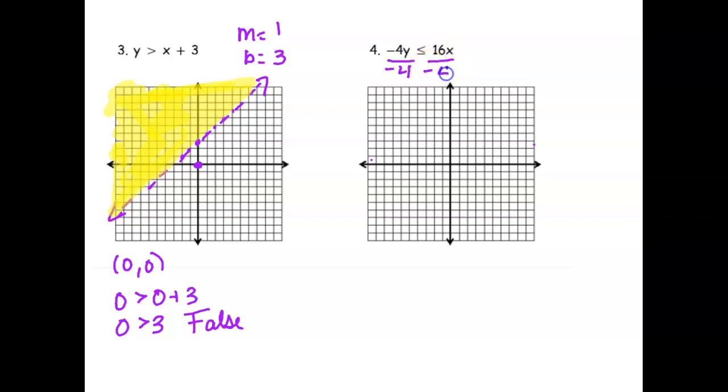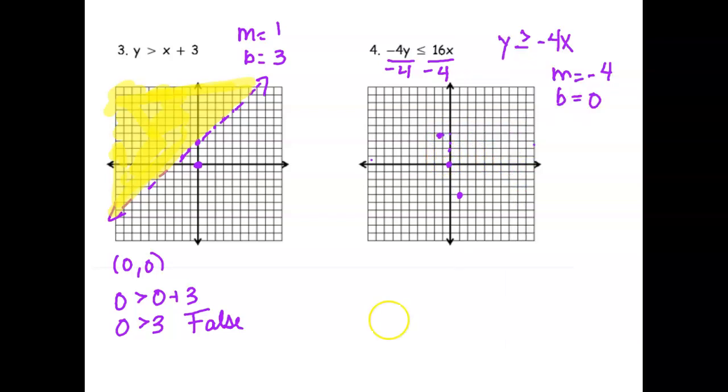Now, this is where I need to be careful. Notice I divided both sides by a negative, so now I'm going to flip my sign, and I've got y is greater than or equal to -4x. So my y-intercept is going to be 0. My slope is -4. I start at 0. My slope is -4. 1, 2, 3, 4, and over 1. Or I can go up 4, 1, 2, 3, 4, and over 1 like that.